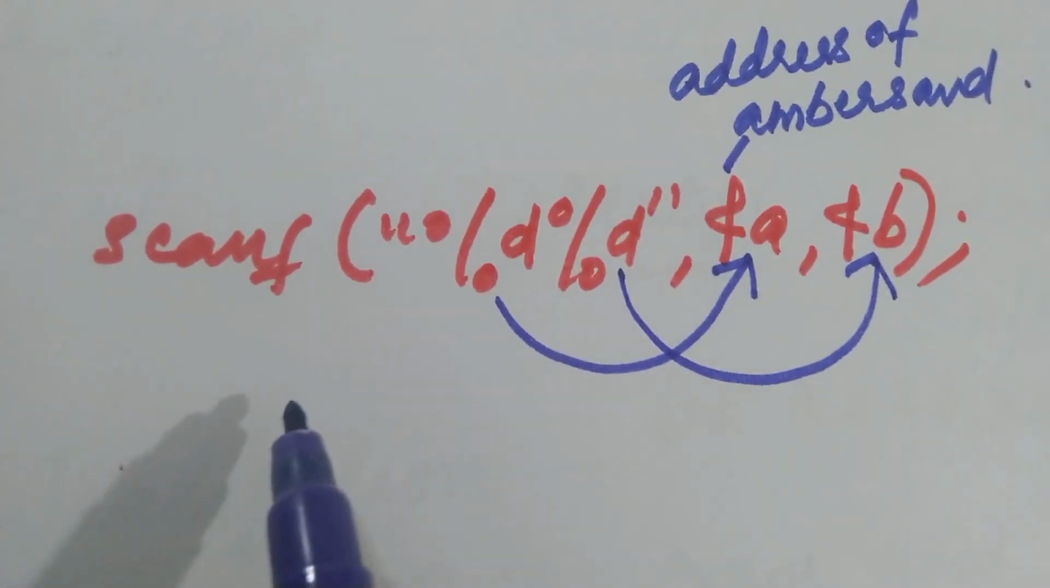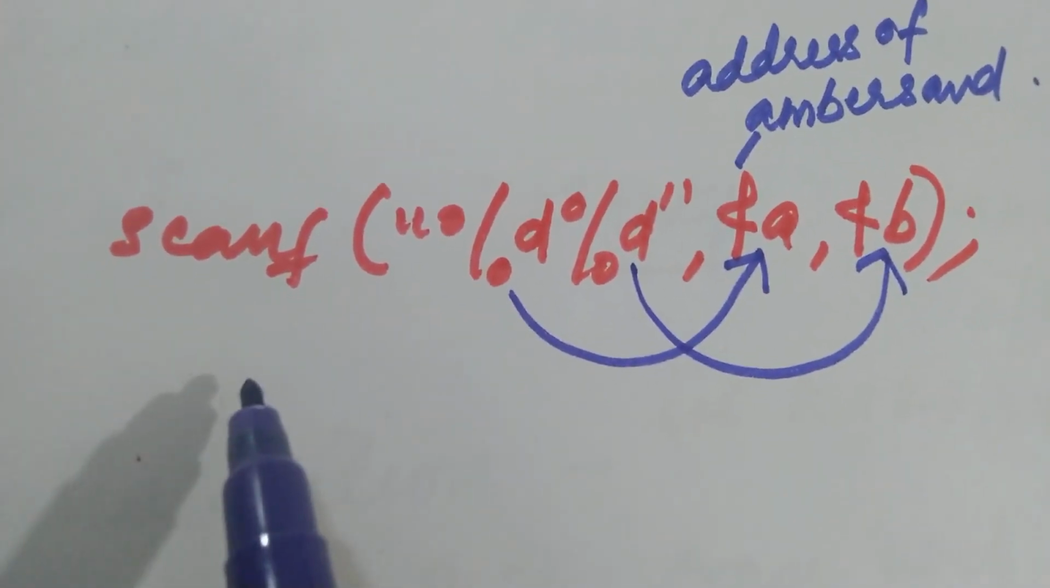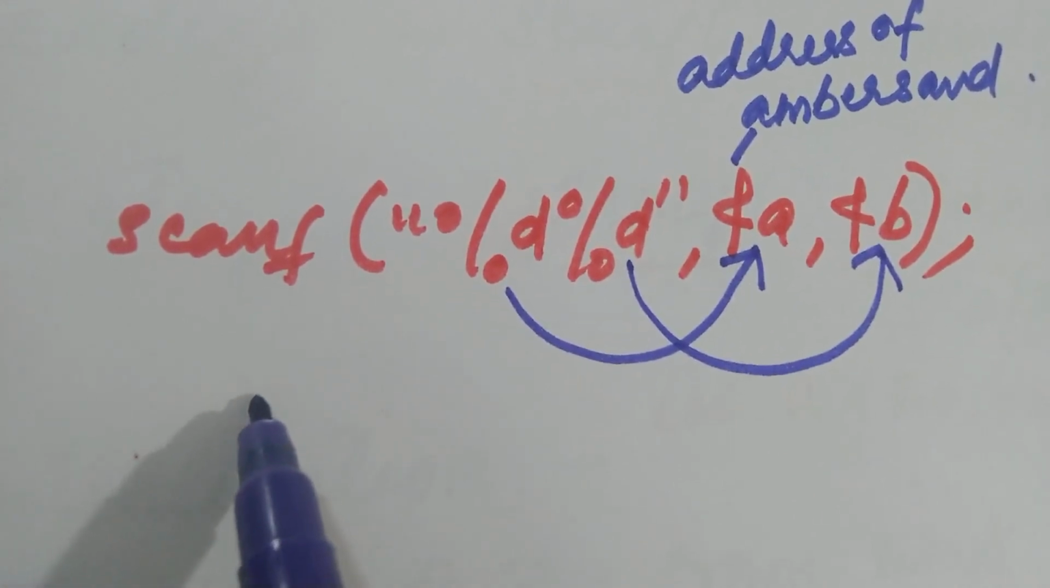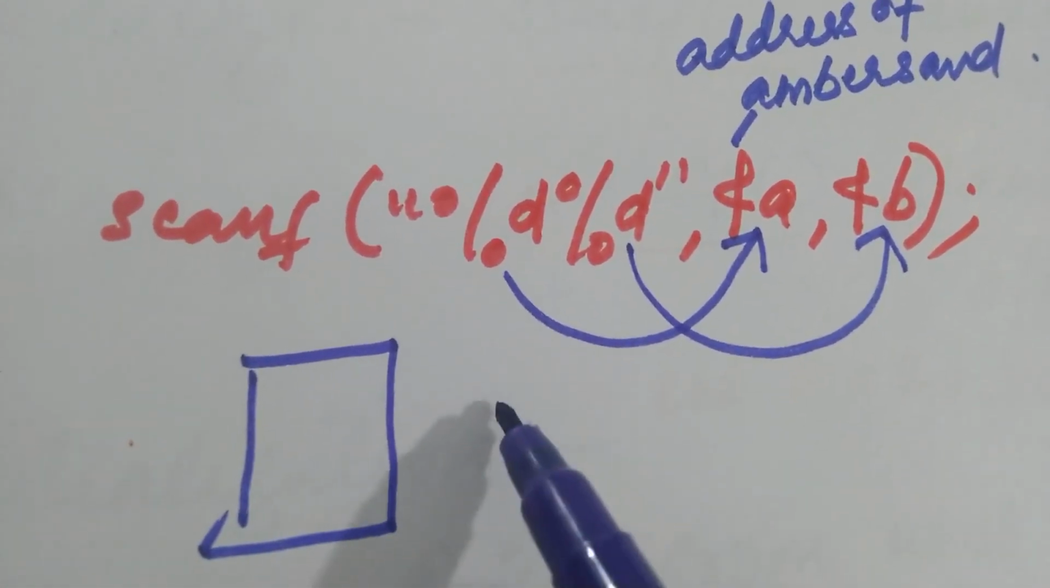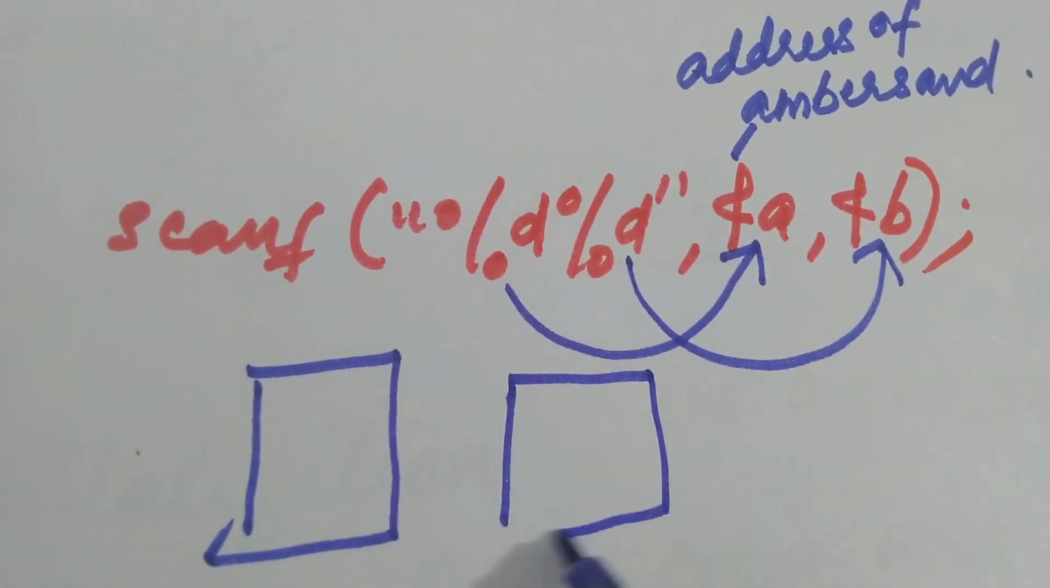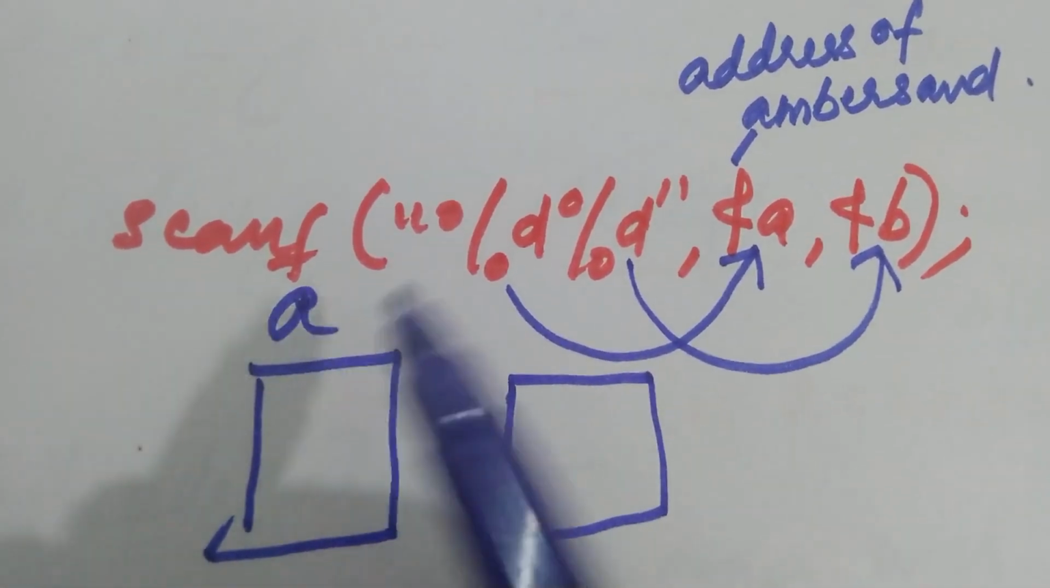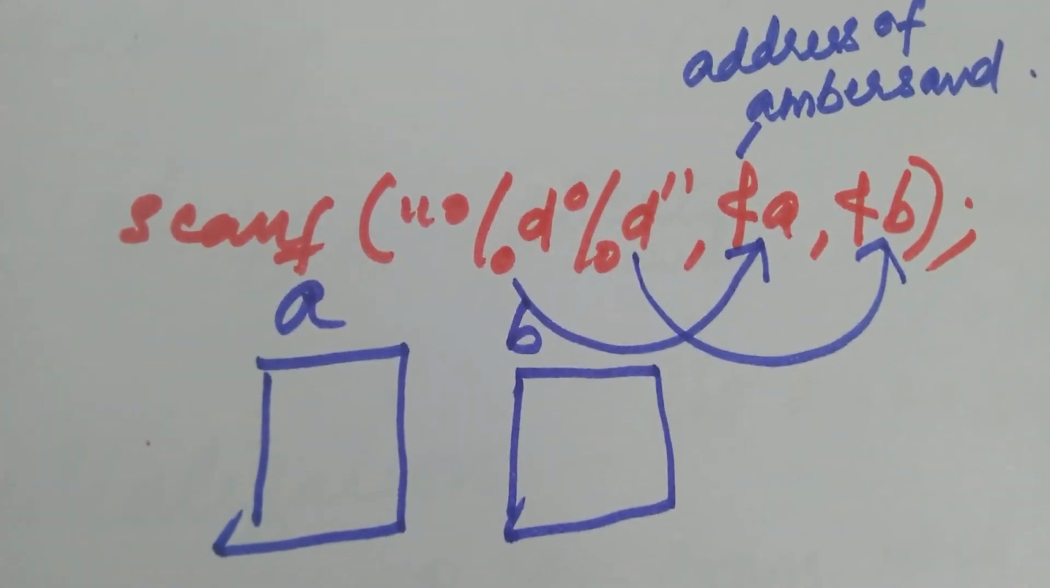So we know that before writing the executable statement, we have already allocated the space for A and B. That means A will be given a space in the memory and B will be given some space in the memory of 2 bytes.